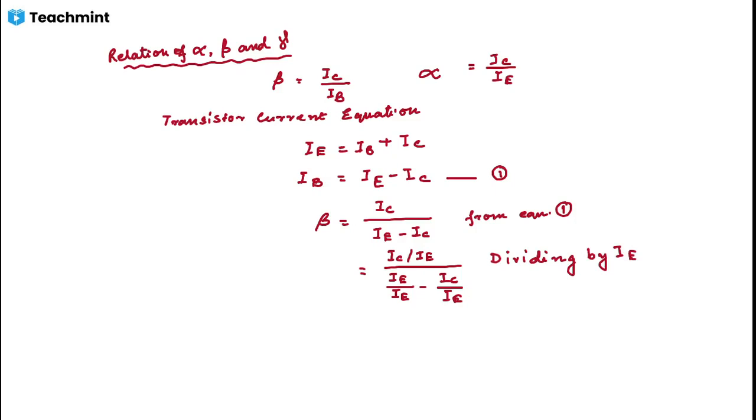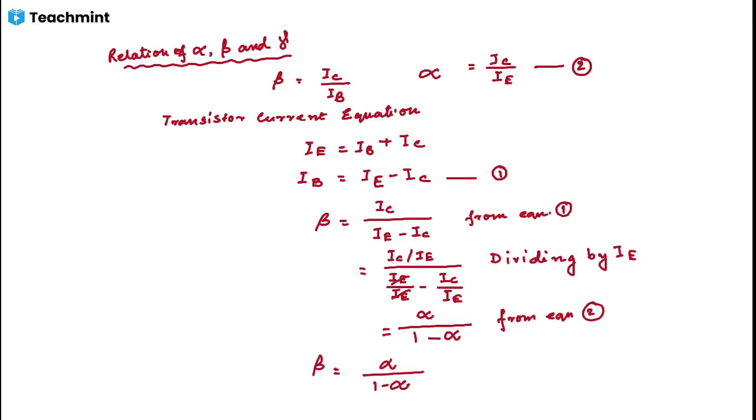So IC by IE is what? Let us name this equation number 2. So this is alpha. And IE by IE cancels, so I can write here 1 minus again IC by IE, that is equal to alpha. So from equation 2, I get the relation beta is equal to alpha by 1 minus alpha.